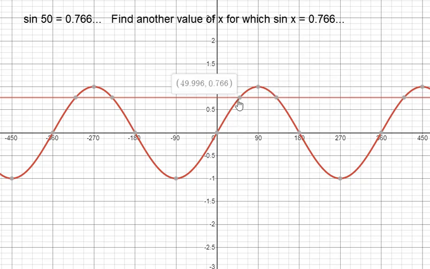So you may find a situation where you're asked to find another value of x for which sine x equals 0.766. And the trick is that you use these key points, where this is 0, and this one's at 0, and that's at 0, or you use the maximum, or you use the minimum. And you say, well, okay, sine 50, well, that's 50 more than a 0 point here. So it's also going to be 50 less than this 0 point because it's symmetrical.